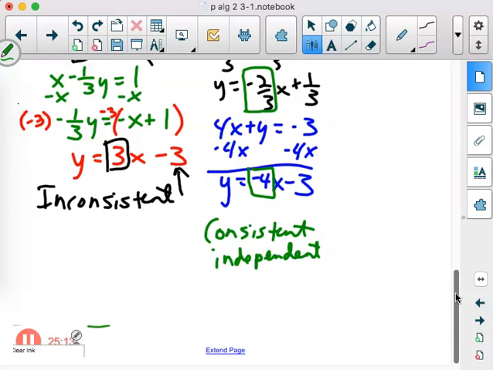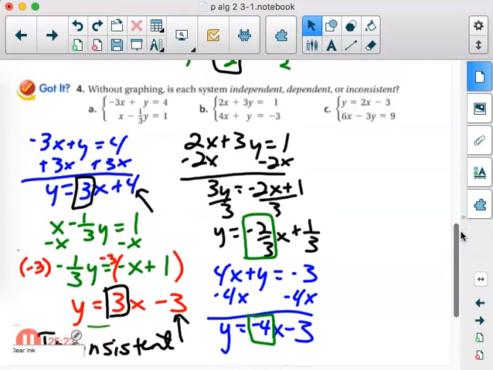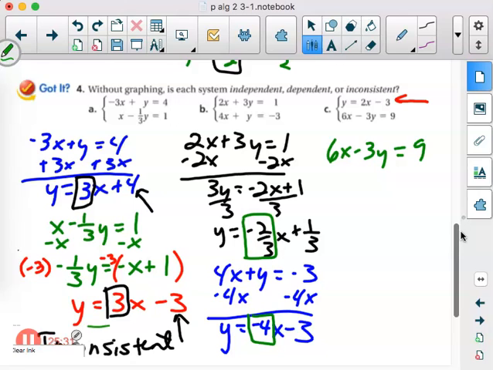Yeah, they just wanted to know, is it independent, dependent, or inconsistent? But this is consistent. We would get an answer. Those two lines are totally different from each other. And then the last one. Ooh, look at that. They saved us some time. That top one is already y equals mx plus b. So we just have to do some work on the bottom one.